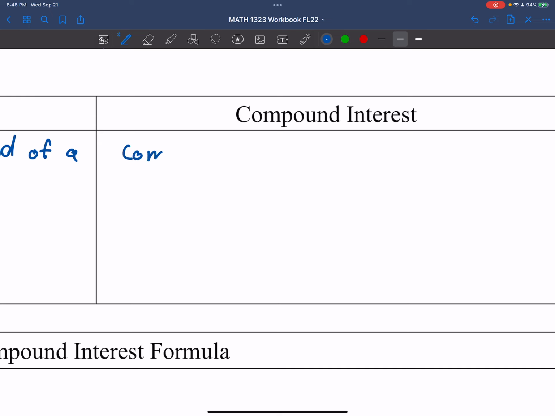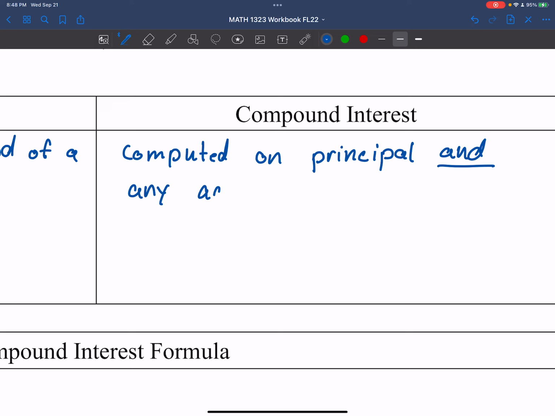So it is again computed on the principal and any accumulated interest.